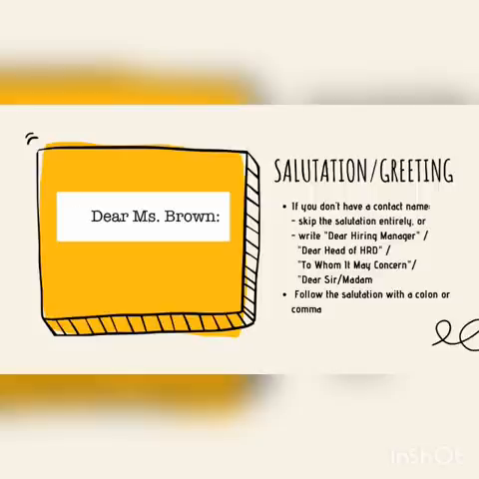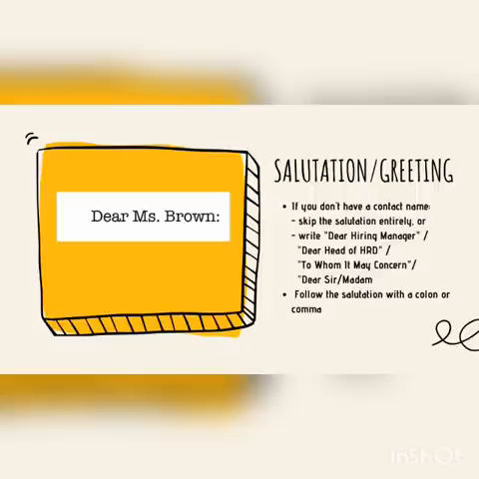If you have a contact name, if you know the name of the person you are writing the letter to, you can skip the salutation entirely. Or for the alternative, you may write dear hiring manager, or dear head of HRD, or to whom it may concern, or maybe dear sir or madam. And don't forget to follow the salutation with a colon or comma. In this example, Ted Denson knows the name of the person he is writing a letter to, so he writes dear Miss Brown and then followed by a colon.